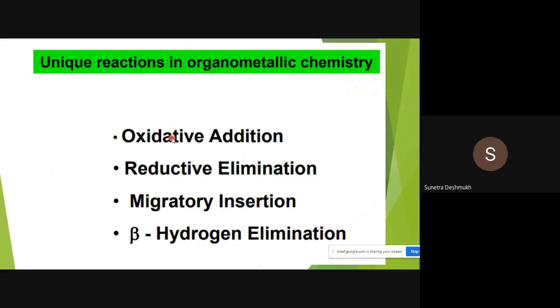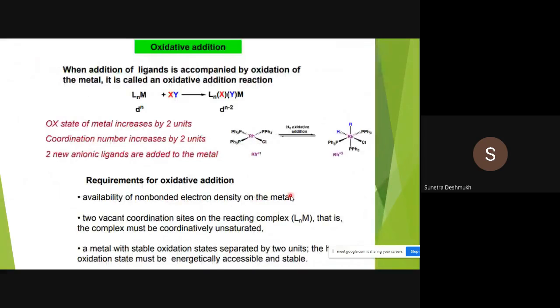As I have said, four different steps are involved. Out of those, we have seen oxidative addition and reductive elimination. The next two steps are migratory insertion and beta hydrogen elimination. These two steps are also very important in coupling reactions. The first two steps you can find in each and every coupling reaction, while the remaining two you can find in some reactions but not in others. Oxidative addition, let's have a look.